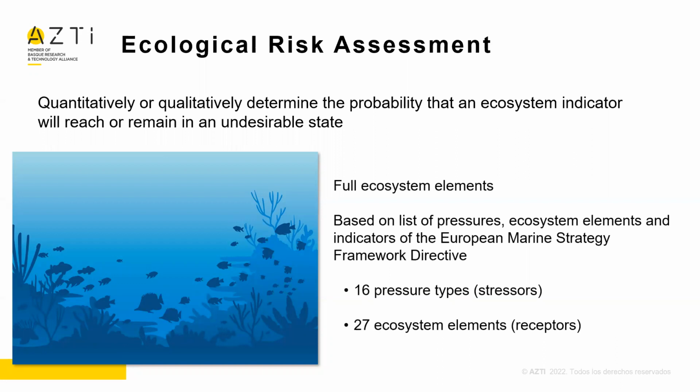So for that, we considered the full ecosystem elements, considering ecosystem functions or processes, species, habitats, etc. In order to frame all those ecosystem elements, we have based our analysis on the list of pressures, ecosystem elements, and indicators of the European Marine Strategy Framework Directive. This is the main environmental legislation in Europe, but as I said, it is considering all the ecosystem elements and pressures that could be produced by human activity. So it's a framework that could be implemented elsewhere.